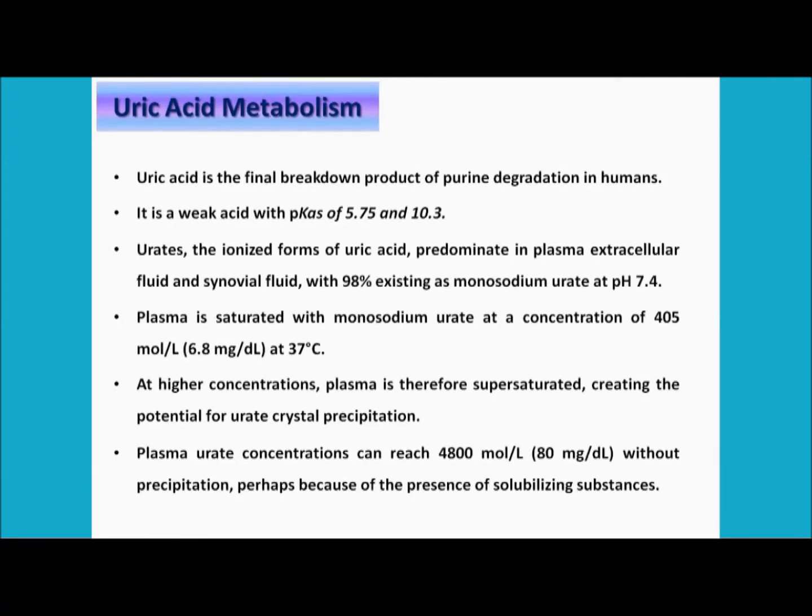Sometimes in some patients, it can cross this 6.8 mg per deciliter threshold. It can sometimes reach the 80 mg per deciliter concentration of monosodium urate, but it cannot get precipitated in some conditions. It is due to the presence of the solubilizing agent or solubilizing substance in the plasma.